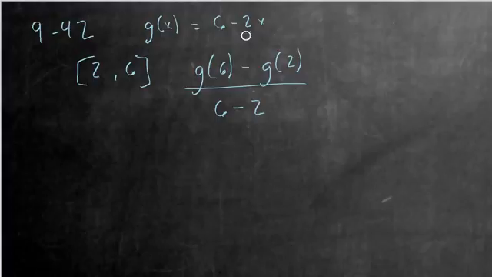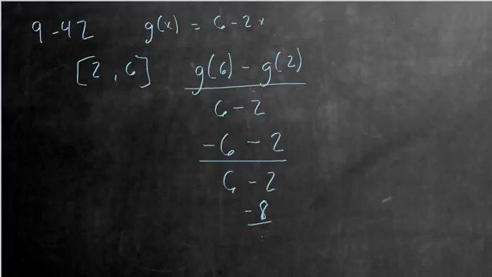G of 6, sometimes we want to calculate. If I put a 6 in here, I get 6 minus 12, which would be negative 6. G of 2 should be 6 minus 4, would be 2, over 6 minus 2, which gets us negative 8 over 4. So my average rate of change from 2 to 6 is negative 2.